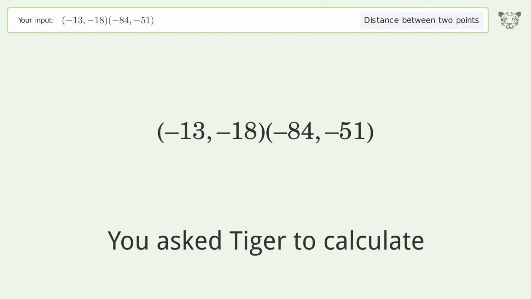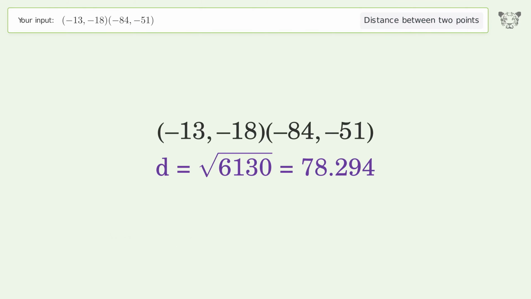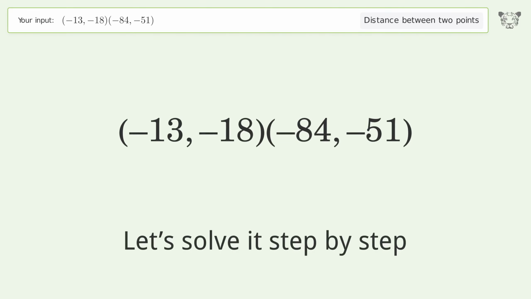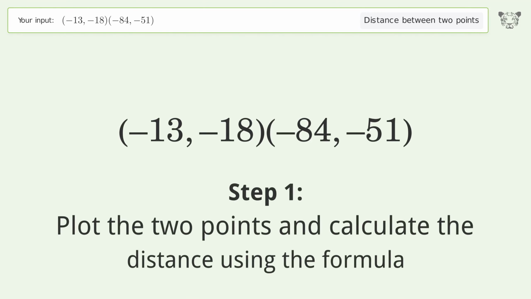You ask Tiger to calculate. This deals with the distance between 2 points. The distance between the 2 points is the square root of 6,130, or 78.294. Let's solve it step by step. Plot the 2 points and calculate the distance using the formula.